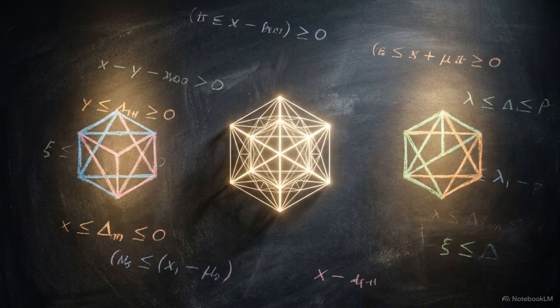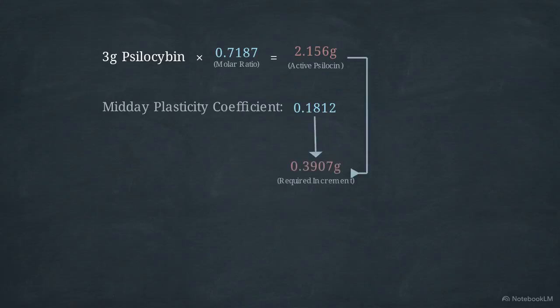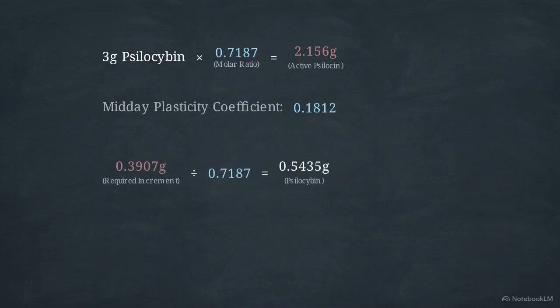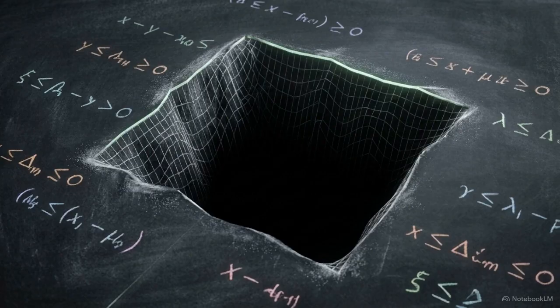The 3.5435-gram apex is the product of 2 specific variables. A 3-gram baseline yields 2.156 grams of active psilocin. Midday plasticity drops 18.12%. Multiplying this coefficient reveals 0.3907 grams of additional psilocin required to register a signal. Converting this via the molar inverse adds 0.5435 grams, deriving the 3.5435-gram apex. Undershooting this number results in a signal that drops below the detection floor.